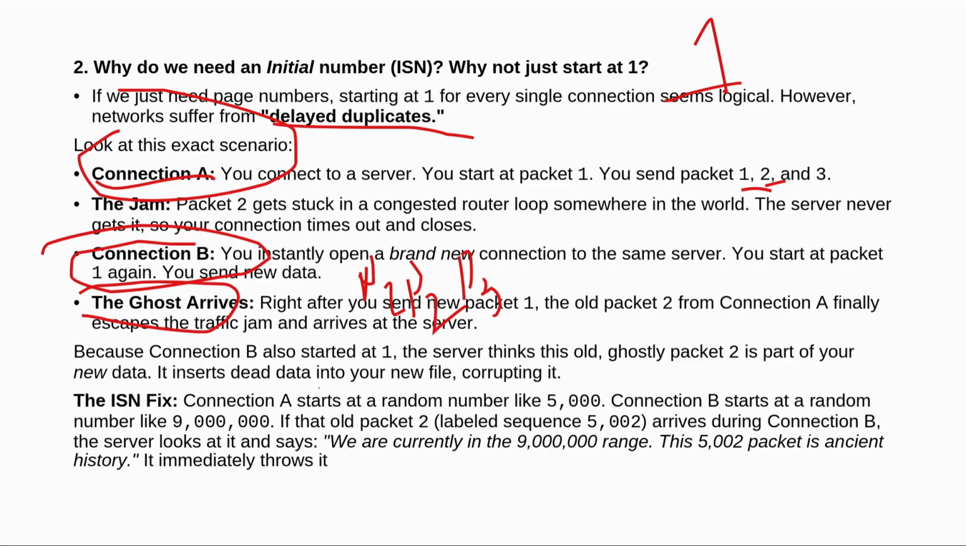So to fix that, connection A starts at a random number like 5000, right? And connection B starts at a random number like, say, 900,000.